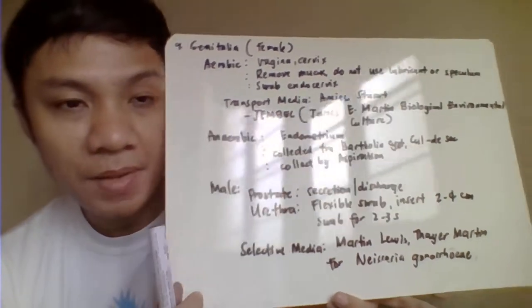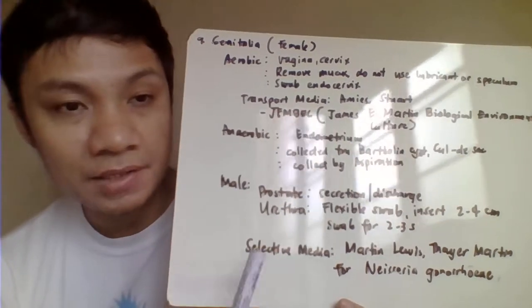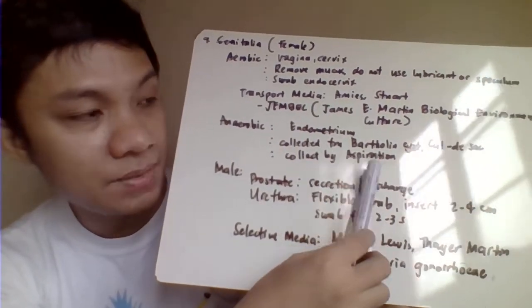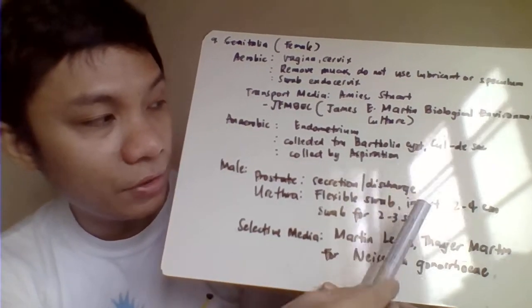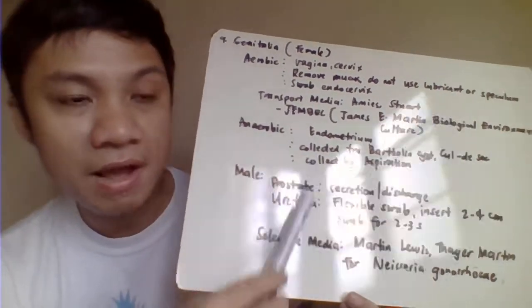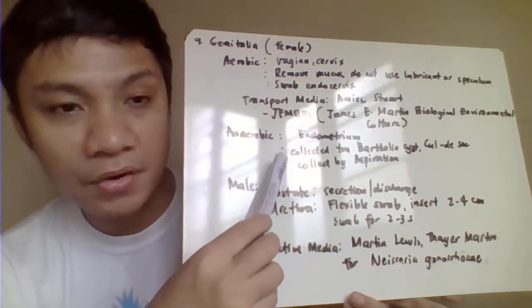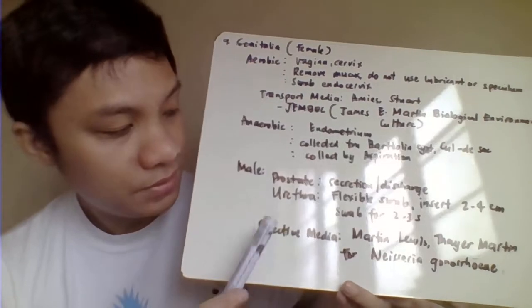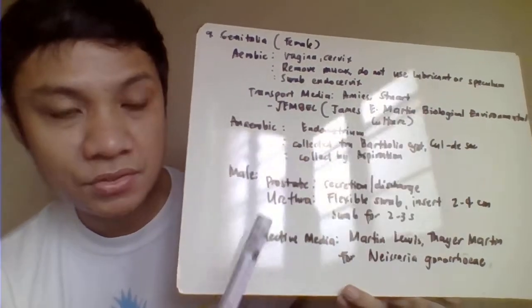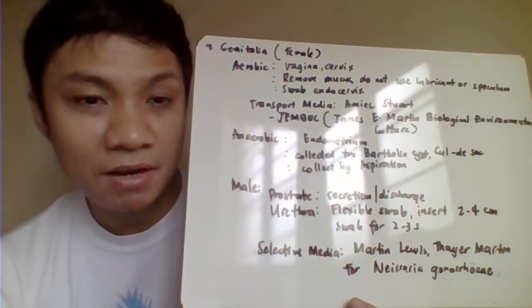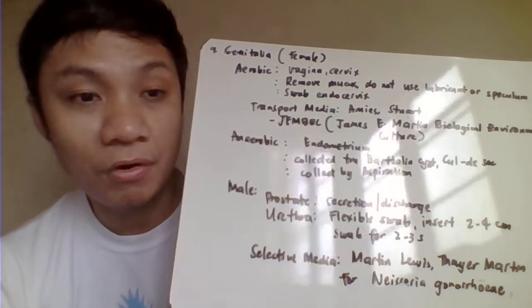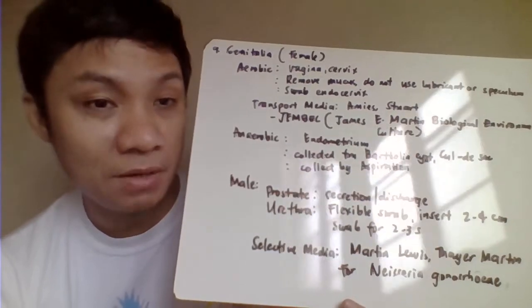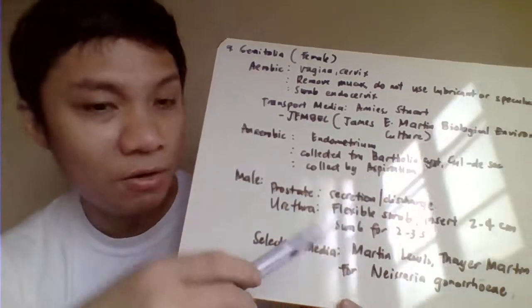Okay, for the anaerobic bacteria, collect the specimen from the endometrium by aspiration through the Bartholin cyst or cul-de-sac. So you should have a separate anaerobic culture tube for that. Okay, for the male, pag may discharge, may nana na lumalabas, then that's the best sample for you to collect. Hindi ka na mag-swab. Ang discharge na lang kunin mo. Hindi ka na mag-swab dun sa loob.